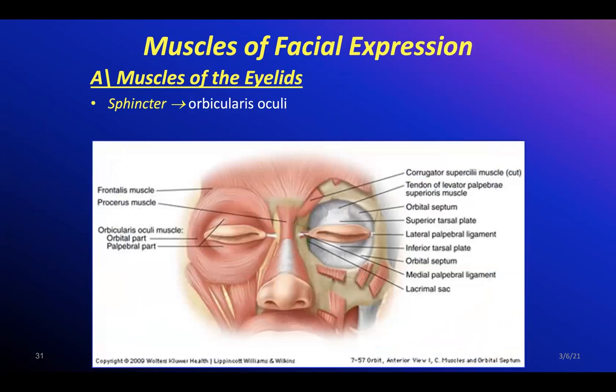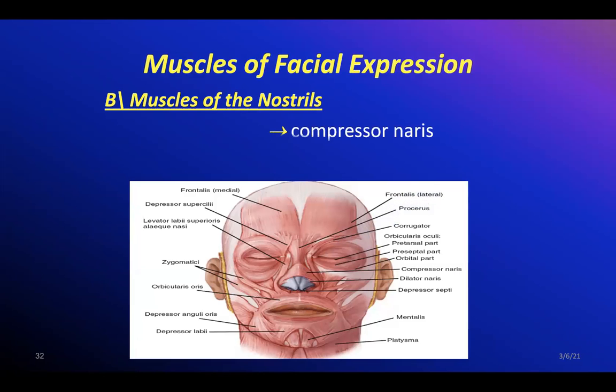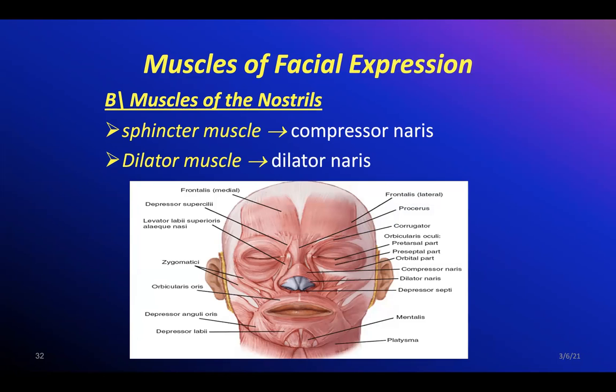So the muscles of the eyelids: the sphincter, which is orbicularis oculi, the dilator, which is levator palpebrae superioris, and the occipitofrontalis. We have muscles of the nostrils: the sphincter muscle, which is compressor nares, and the dilator muscle, which is dilator nares.